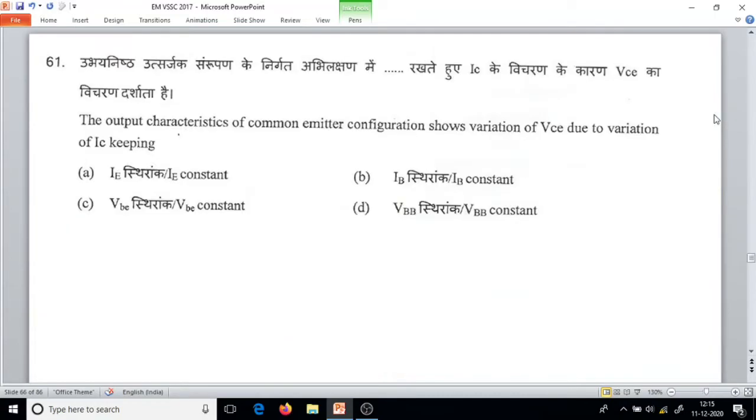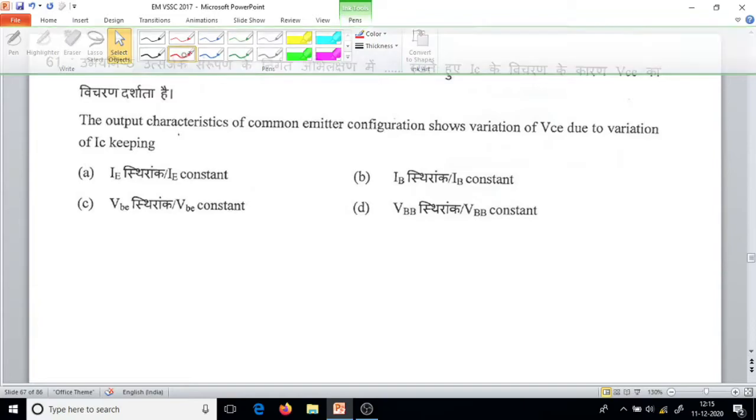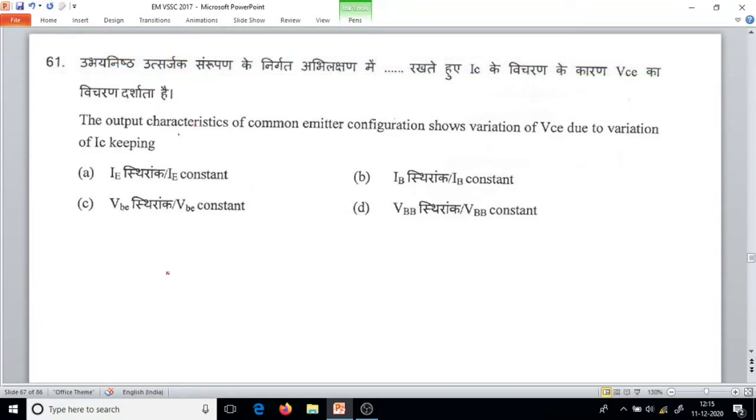Okay, so we'll go to question number 61. The output characteristics of common emitter configuration shows variation of VCE due to variation of IC keeping... So it is a question of how the output characteristics graphs of a common emitter amplifier look. It is based on that.